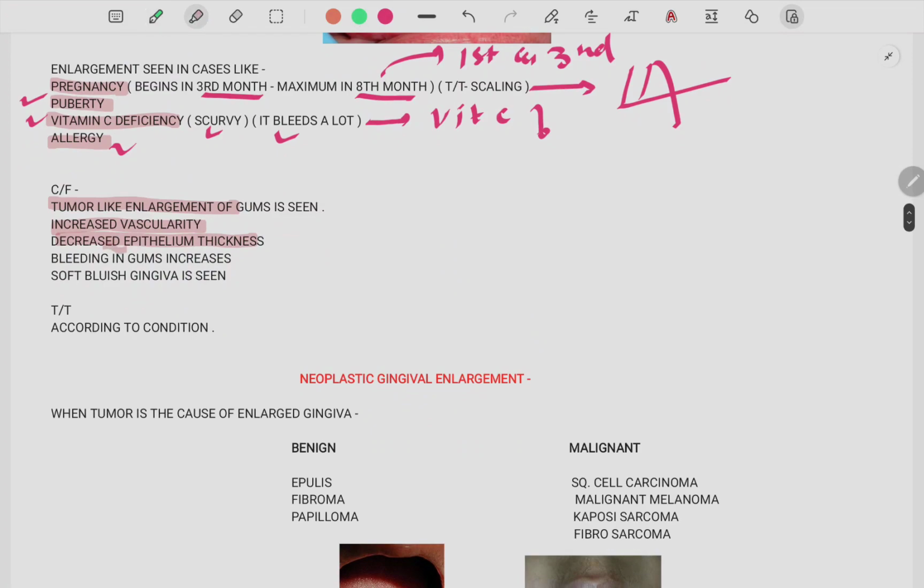Next thing, as I said, the bleeding is going to increase and you might see bluish colored gingiva, particularly in scurvy conditions. You can see this. Now treatment is going to be according to the condition, and scaling is what we recommend in the cases of pregnancy.